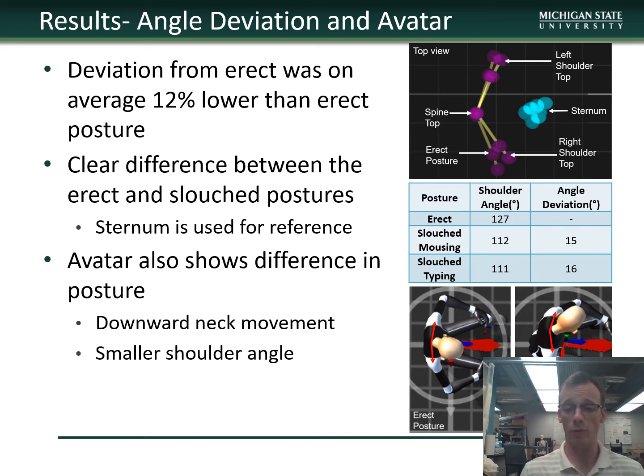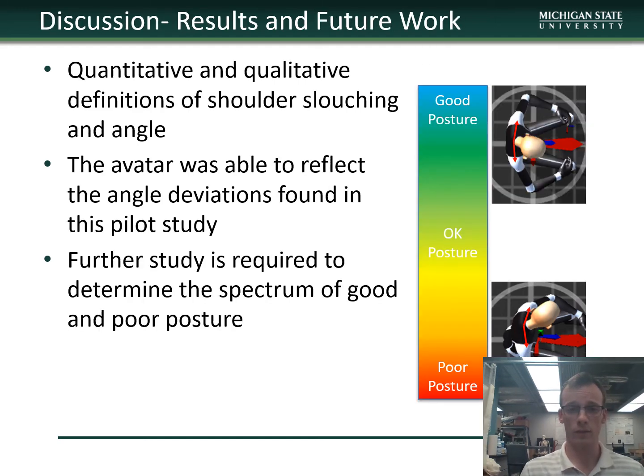In the bottom right, we have posture defined in an ergonomic sense. We can see that the shoulder angle is different and the downward neck movements, which previously defined poor posture. Therefore, we were able to quantitatively and qualitatively define shoulder slouching and the angle associated with it.